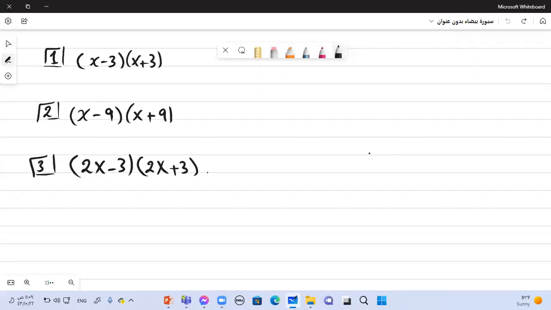x minus 3 and x plus 3, special case. Why special case? If we have two brackets, one of them plus and another minus, with the same value inside the bracket, it is called the difference between two squares. This is a special case. It's called the difference between two squares.